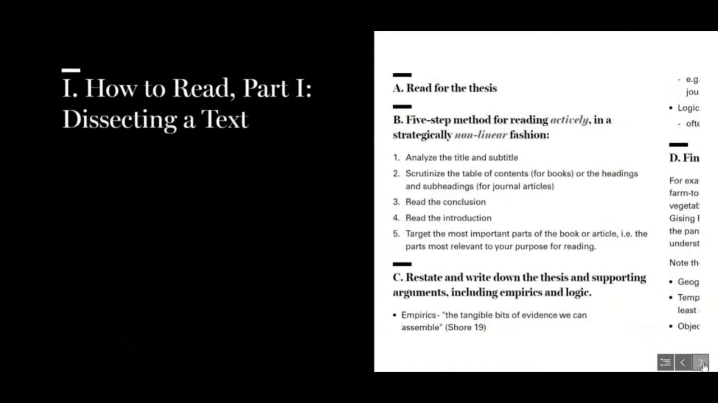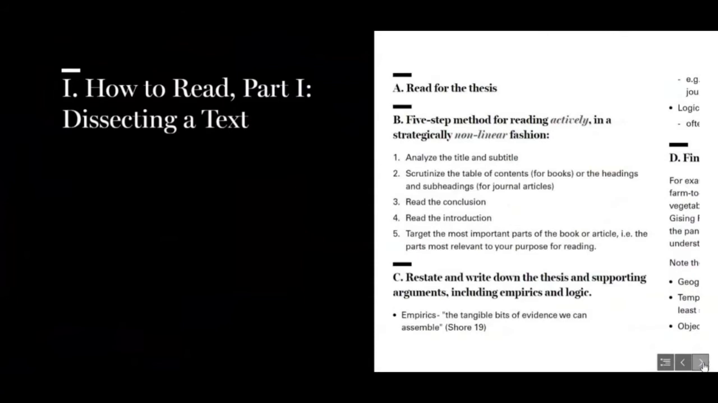So if you look at this process, it's a nonlinear process because you're not just reading from introduction to body to conclusion. Rather, you begin in the conclusion, then you read the introduction, and then you target specific sections of the body of the paper. So for Zachary Shore, that is the most efficient way of reading academic work. Instead of going from A to B to C, you go to C and then to A and then to B.